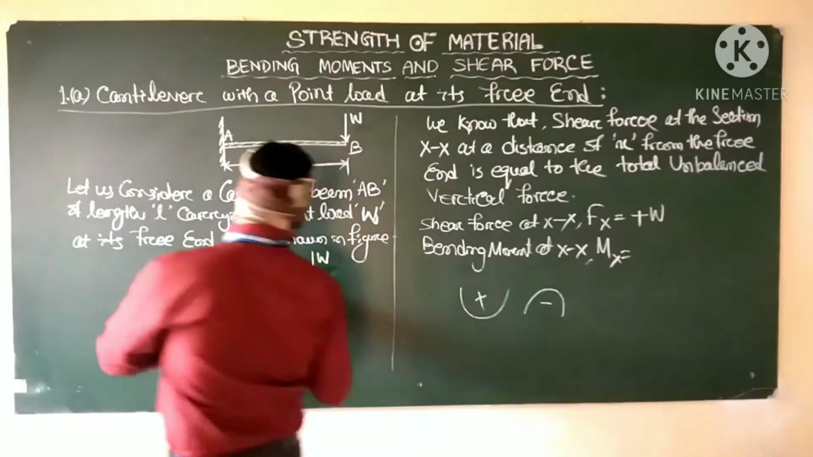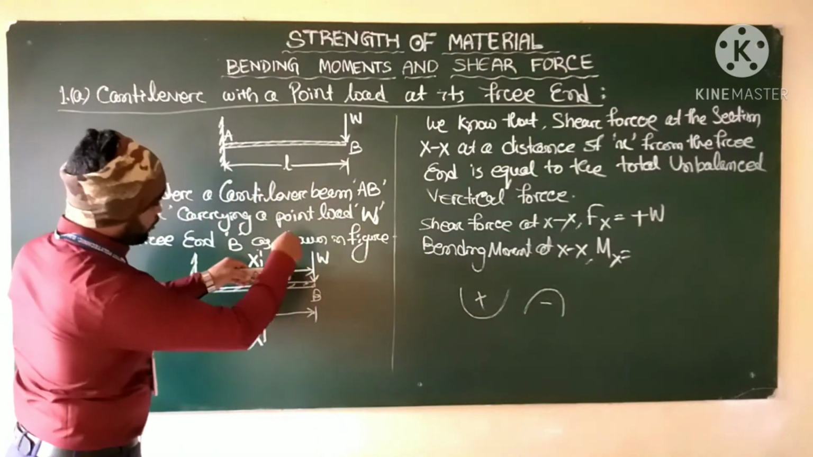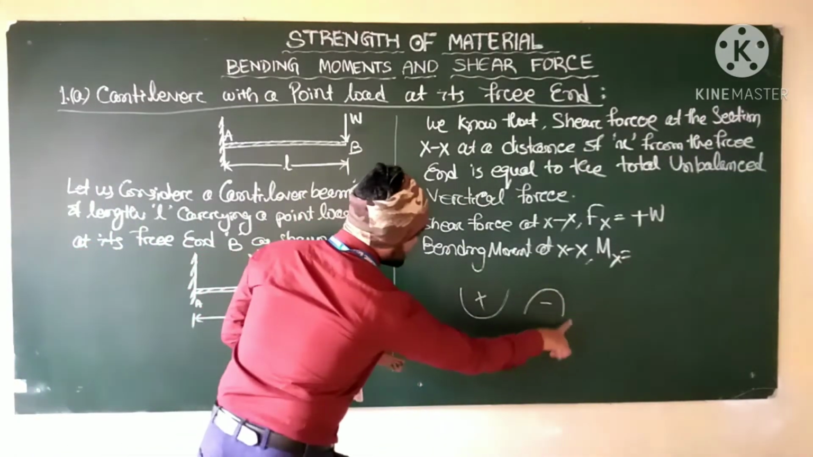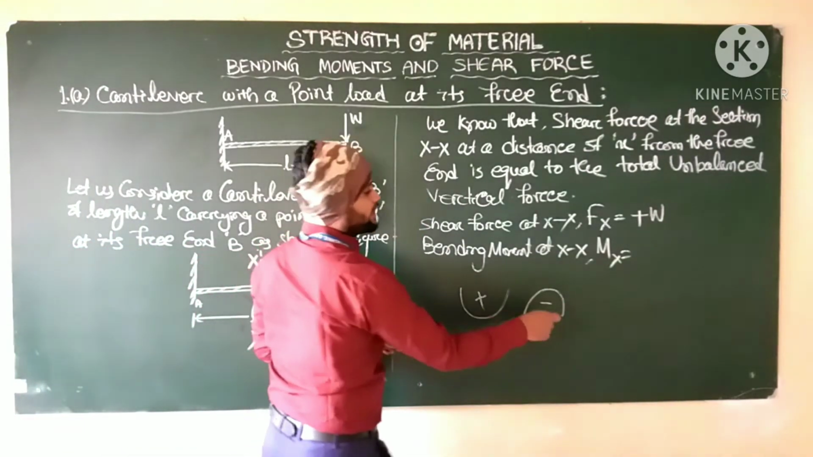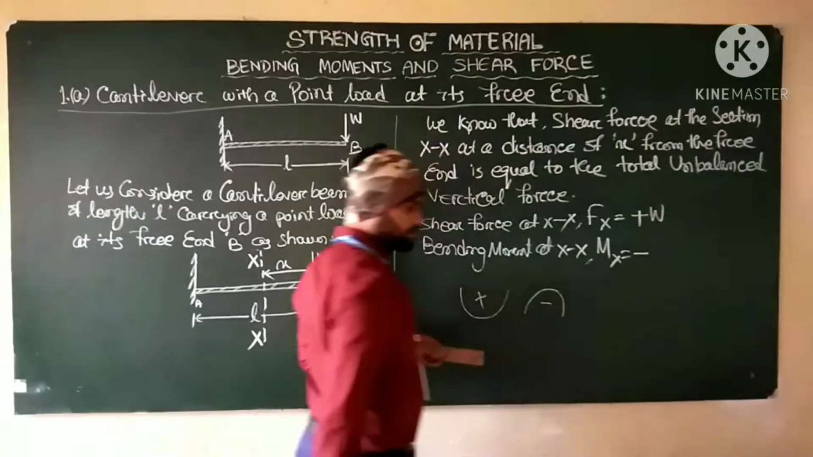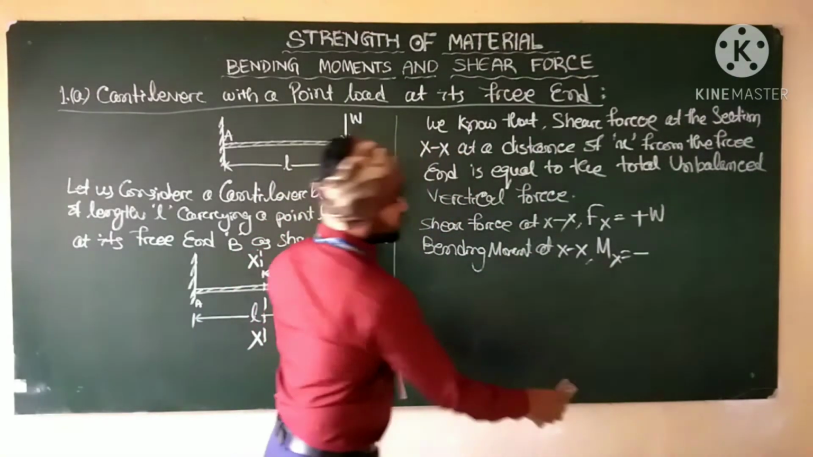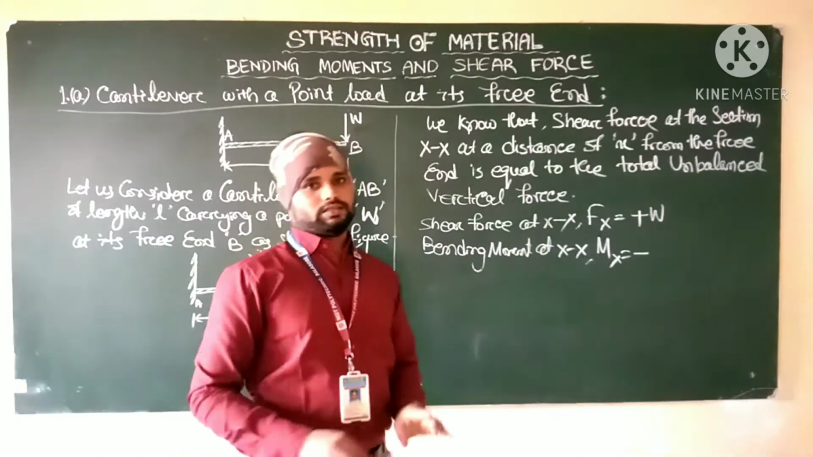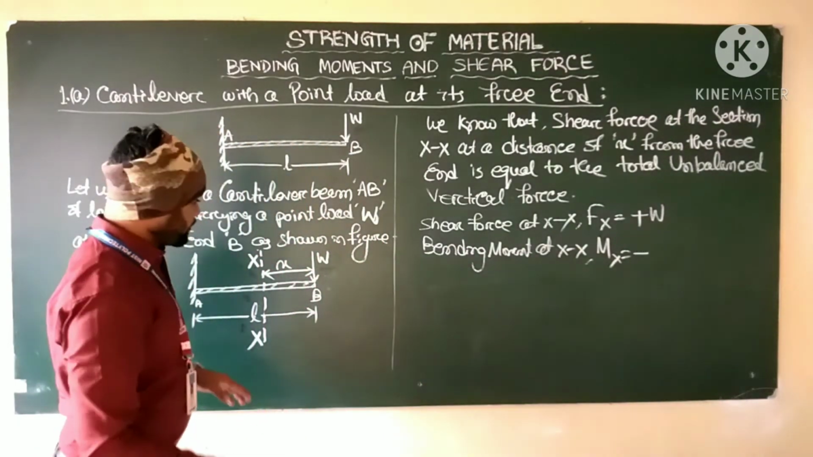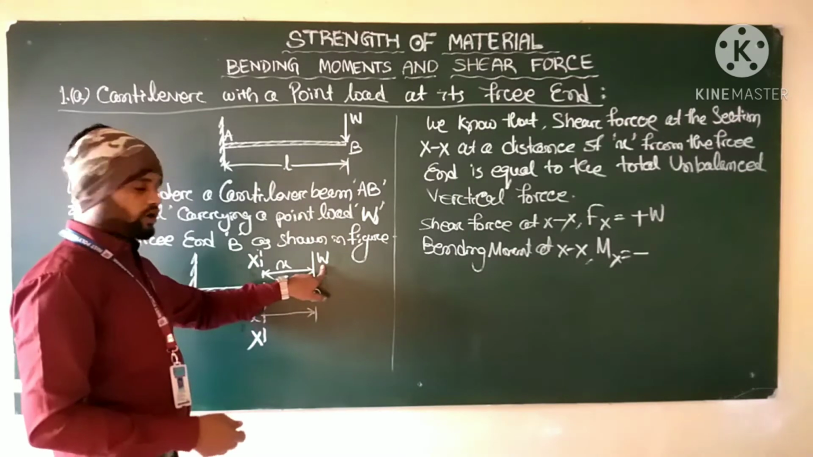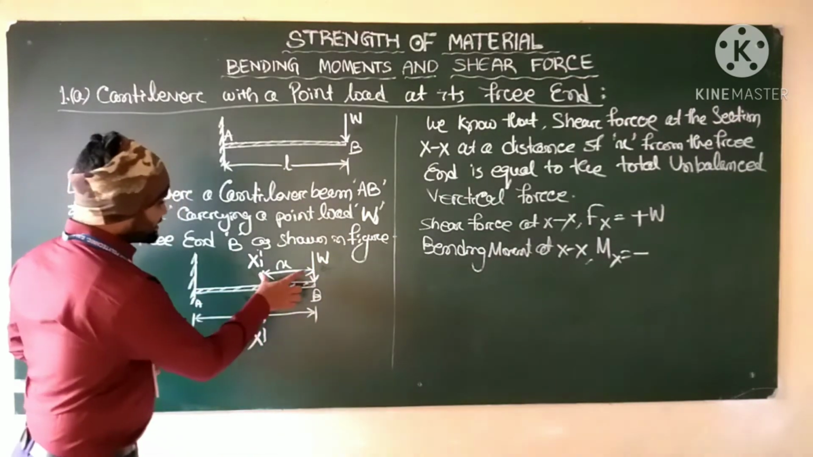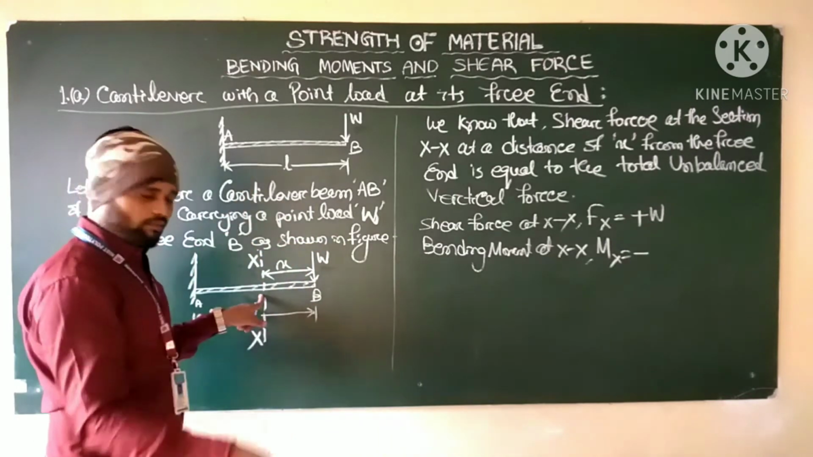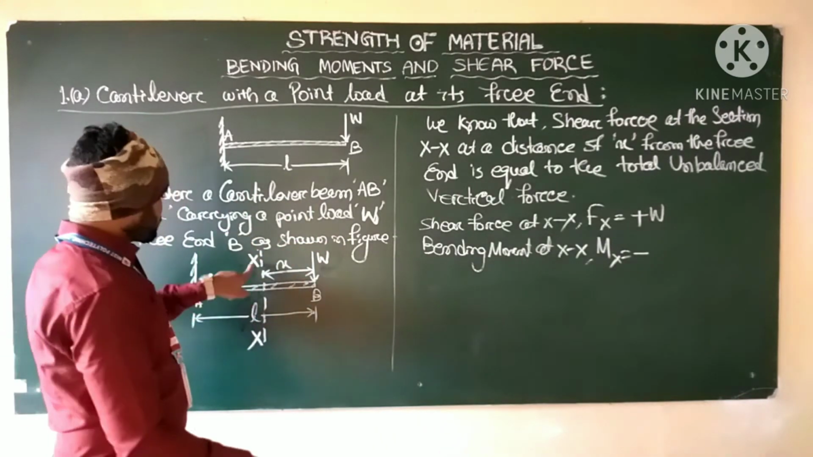Here you will see the beam is here. If load is applied here, the beam bends downward. So this case is negative bending moment, so minus. Now moment means force into perpendicular distance. So what is the force or load? We can say W, and distance is how much? x. We want to calculate the bending moment at x-axis.